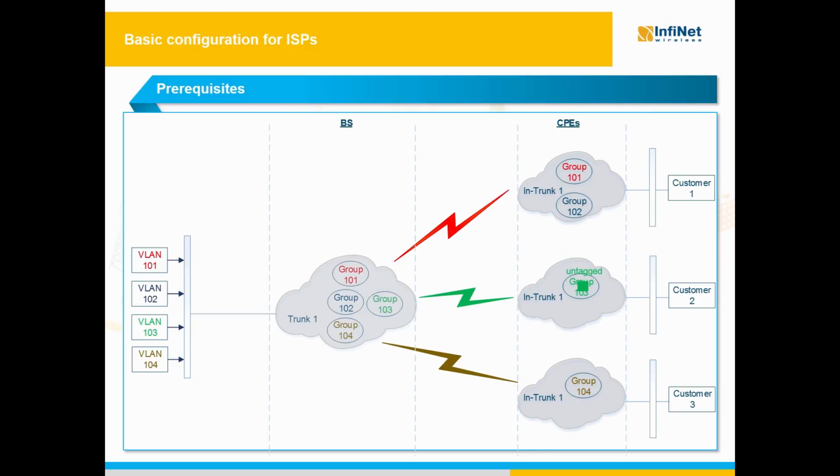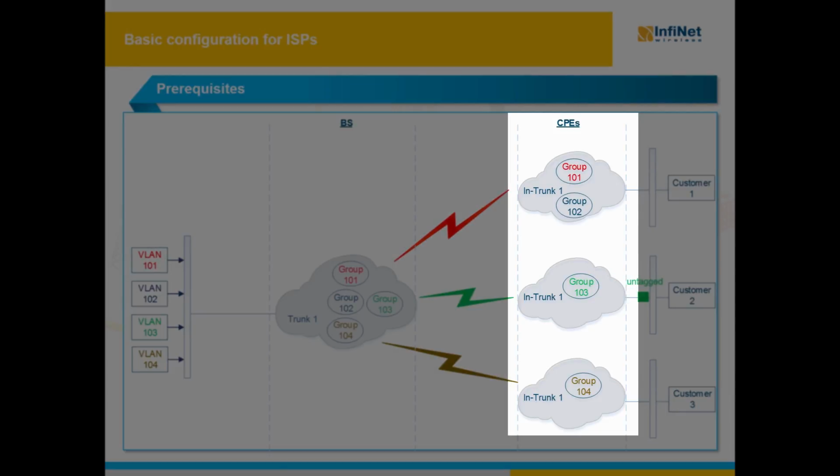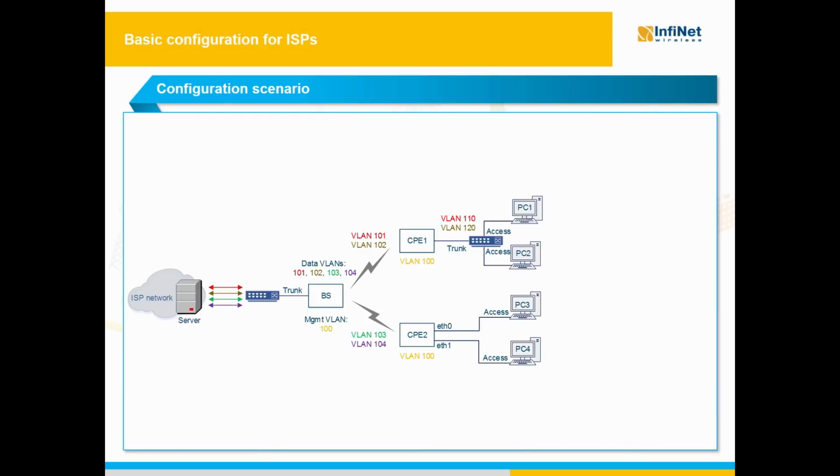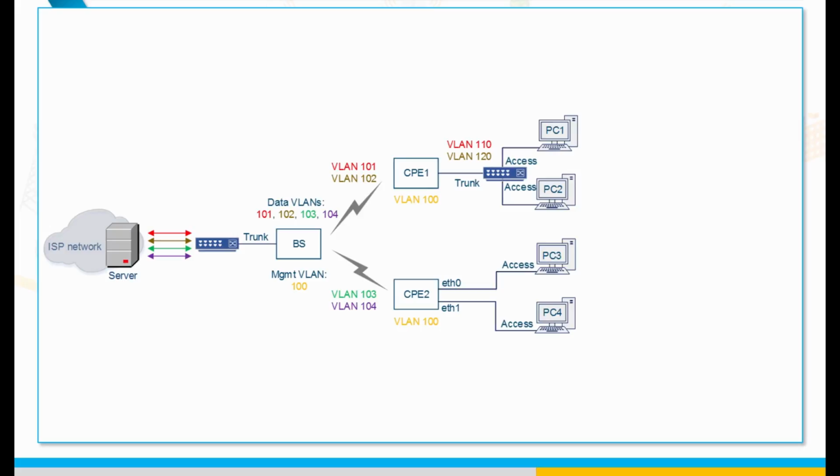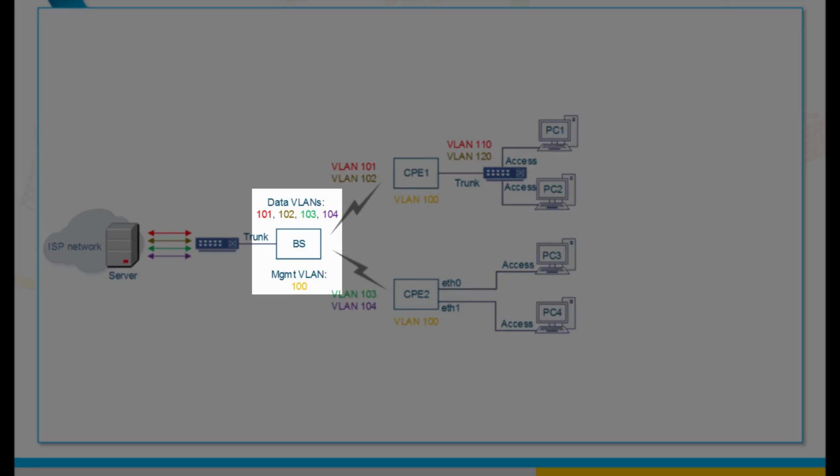VLANs 101 to 104 are translated in the corresponding switch group IDs, as we can see in the animation. The in-trunk groups are created at the CPE side, and their IDs should match with the corresponding VLAN for each customer. The practical scenario consists of 3 R5000 units, 1 base station and 2 CPEs, connected in a point-to-multipoint topology. The customers behind the CPEs are logically separated from each other through the ISP network using VLANs. VLANs 101 to 104 will be assigned to customers for the data traffic, and VLAN 100 will be used for the management of the units.